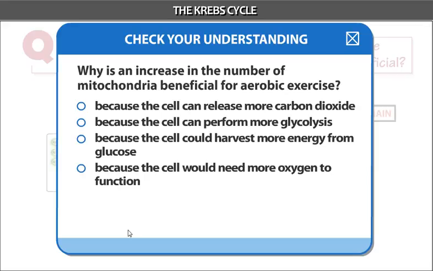Why is an increase in the number of mitochondria beneficial for aerobic exercise? Because the cell can release more carbon dioxide, because the cell can perform more glycolysis, because the cell could harvest more energy from glucose, or because the cell would need more oxygen to function. And the correct answer is: because the cell could harvest more energy from glucose.